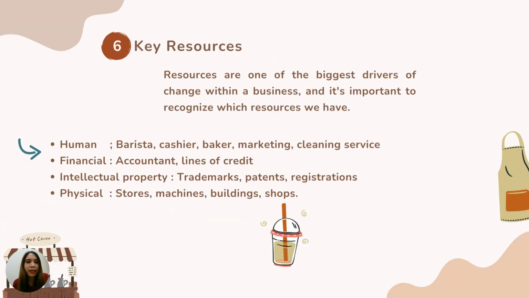The sixth is key resources. Resources are one of the biggest drivers of change within a business, and it's important to recognize which resources we have. For human, it's for barista, cashier, baker, marketing, and cleaning service. With financial, there is accountant and line of credit. For intellectual property, there is trademarks, patents, and registrations. For physical, it's for stores, machines, buildings, and shops.